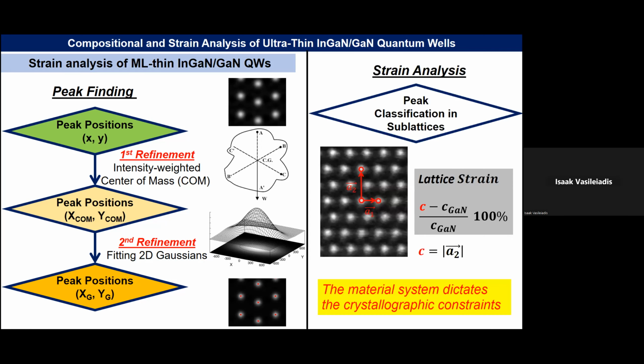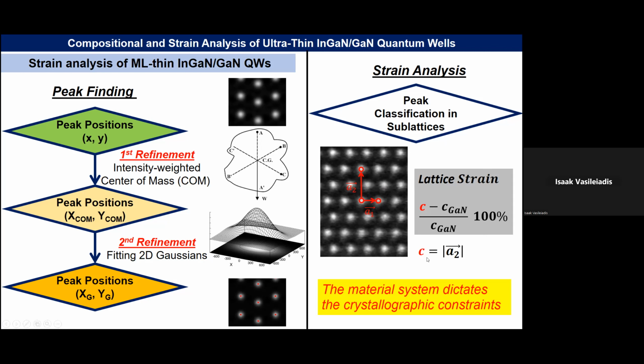So, if we have the positions of the peaks, then we are able to perform strain analysis. But it is important to perform peak classification in sublattices. In our case, we have a hexagonal lattice, and hence we have to choose the proper peaks in order to group them in sublattices.